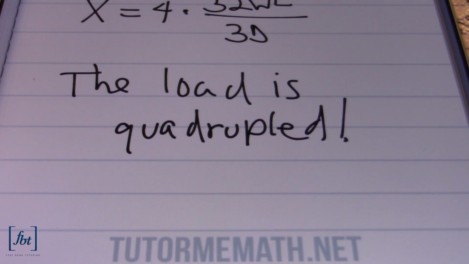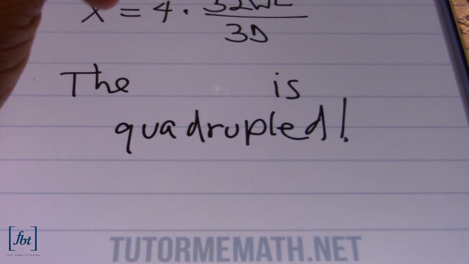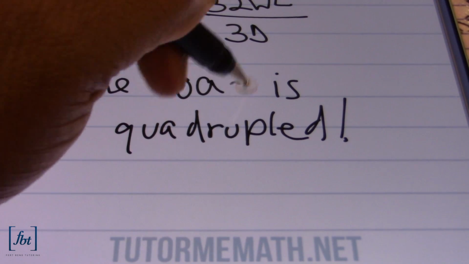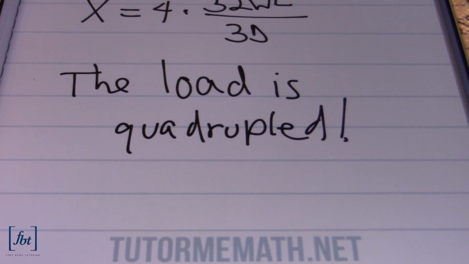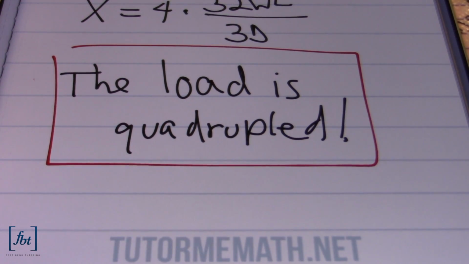Yeah, I hate that load too. I'm going to fix this load. This load will be fixed. Fixing the load. There it is. Much better. The load is quadrupled. That is the answer to part E. Oh, so you know we got to red box it. Red boxing it. And that does it for this lesson on combined variation, and that completes our series on variation.